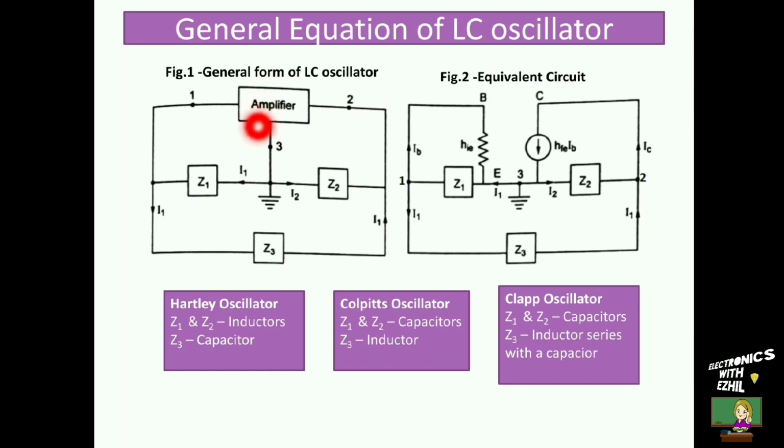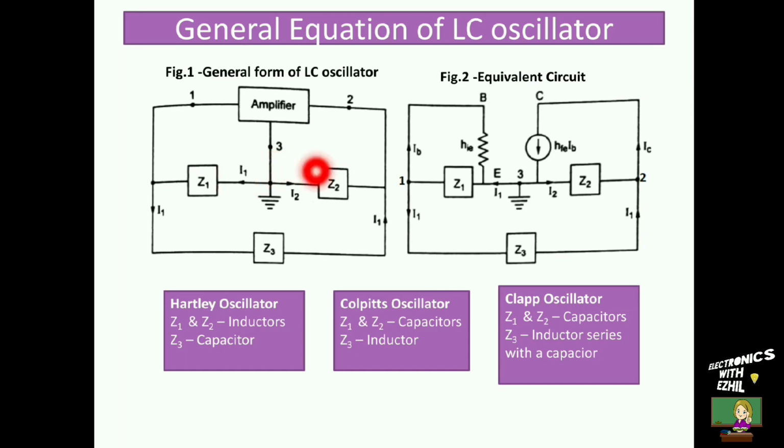And an amplifier, BJT, FET or operational amplifier, can be used as an active device. The input is applied between terminals 1 and 3 and the output is taken across terminals 2 and 3. The output of the amplifier feeds the feedback network, which consists of the impedances Z1, Z2 and Z3. The amplifier provides 180 degree phase shift while the feedback network provides an additional phase shift of 180 degrees so as to satisfy the required condition for oscillation.